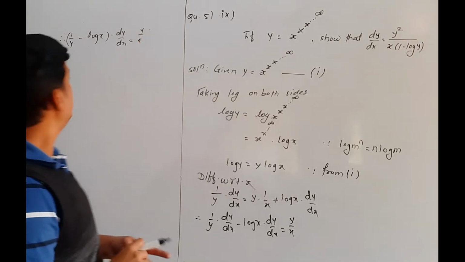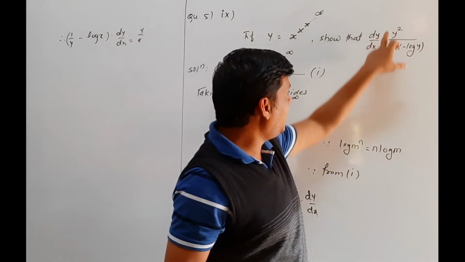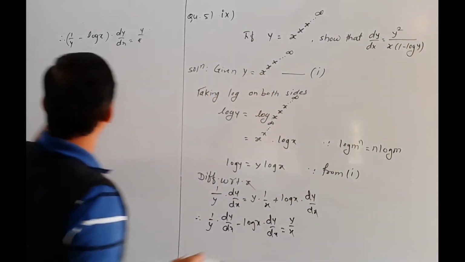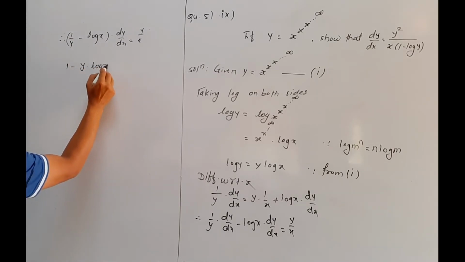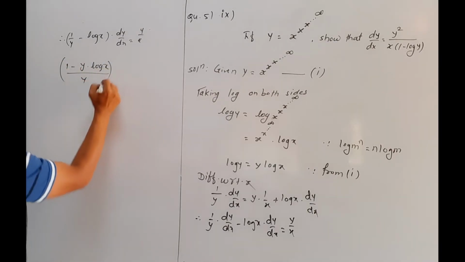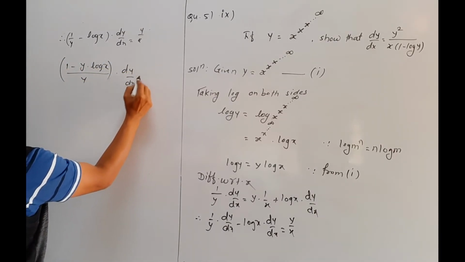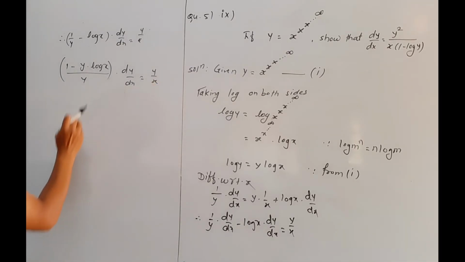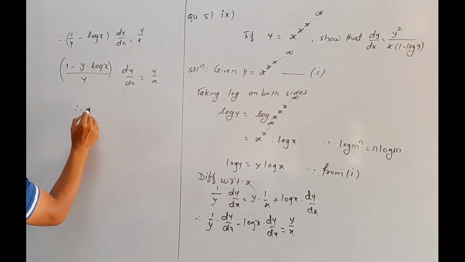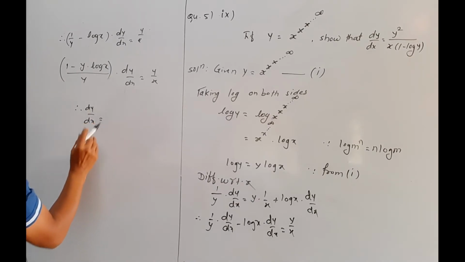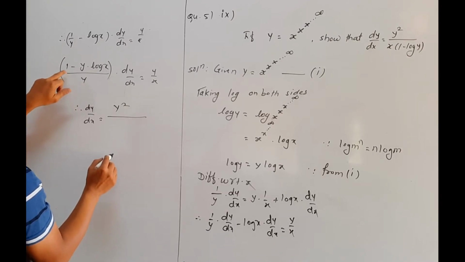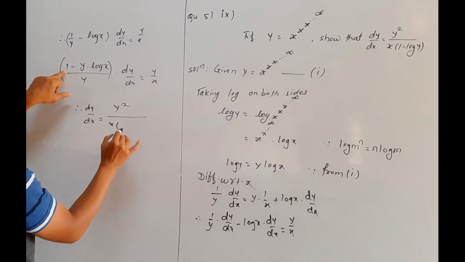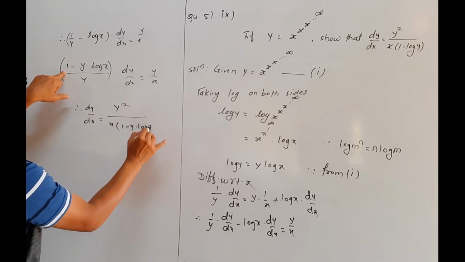Now see which value we have to show. dy by dx equals y square. That means we have to cross multiply here in the bracket. So we write here (1 minus y log x) upon y into dy by dx is equal to y by x. Now transfer this term to the right hand side. So we get dy by dx is equal to y into y. We write y square upon x as it is, x into (1 minus y log x).